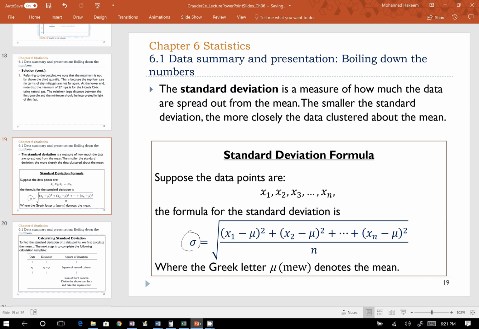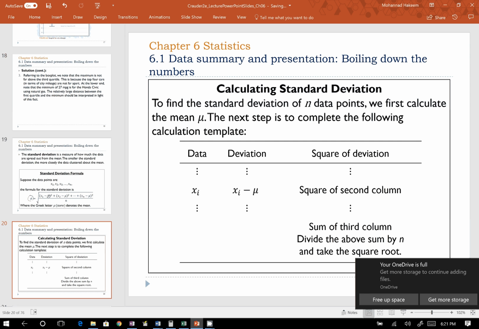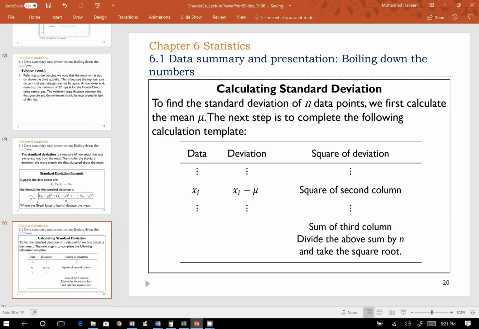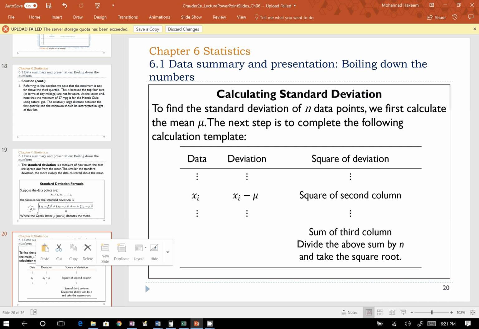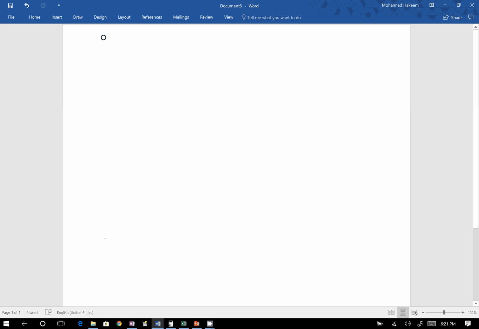I need to find mu first, and then find the deviation and the deviation squared. There's a table that we did that shows the process, how to do it. So 4, 8, 9, 11, 13. These are my x's, these are the points. So start by calculating the mean.